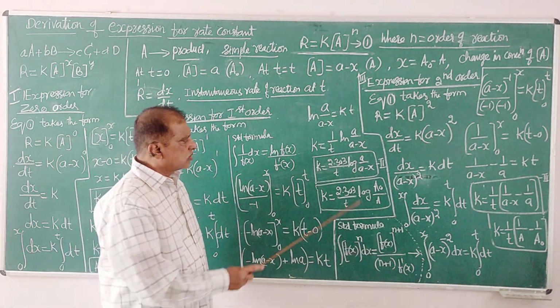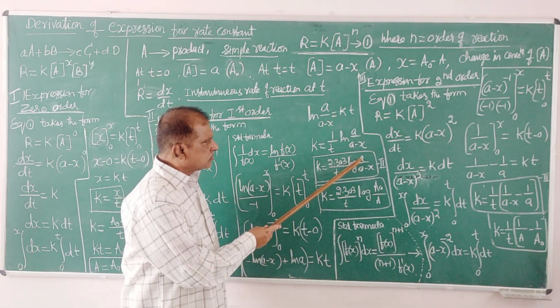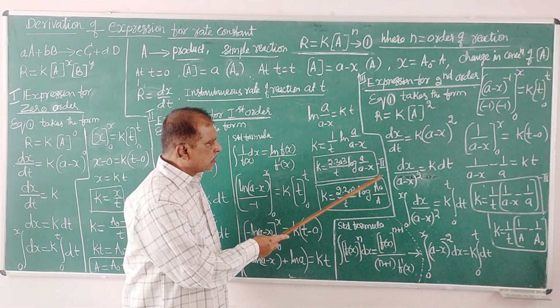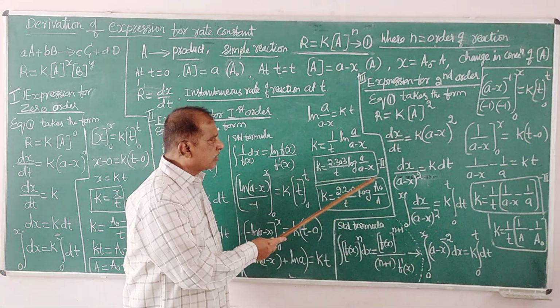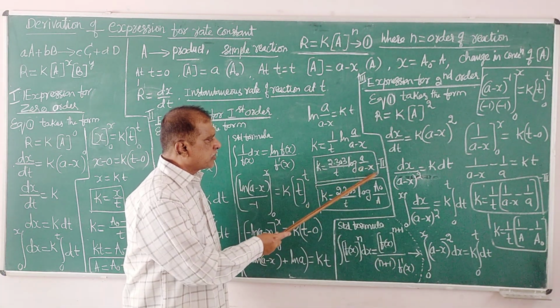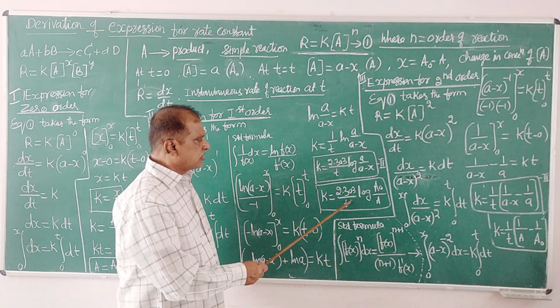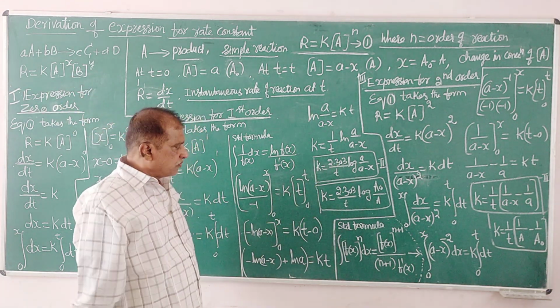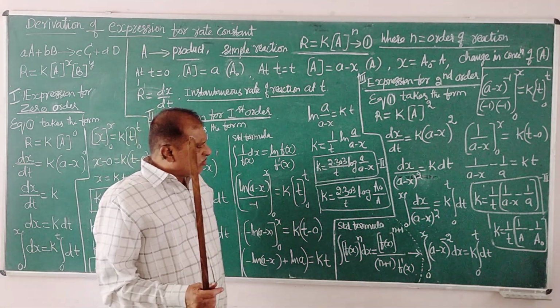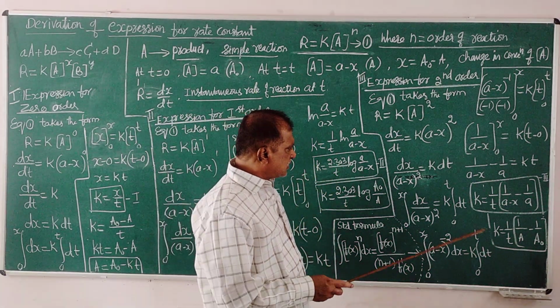In other books, you can replace the symbol by this. What is the initial concentration? A naught. What is A minus x? Concentration after time t. So either this equation or this equation, no difference, only the symbols are different. Don't get confused. Let us go for integration of this function.